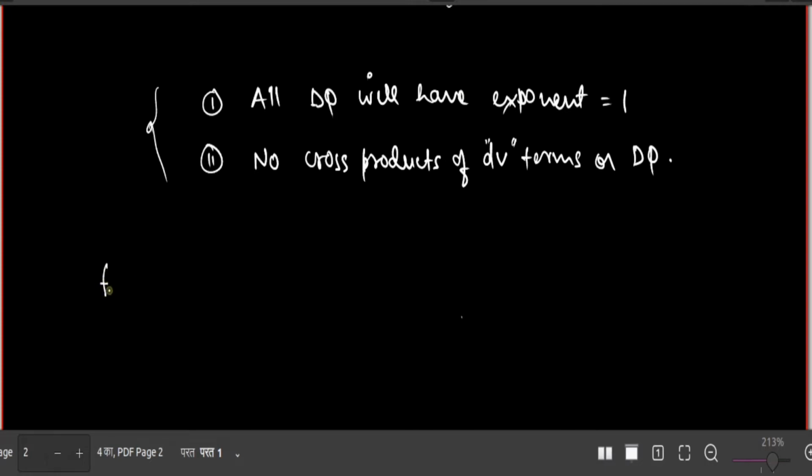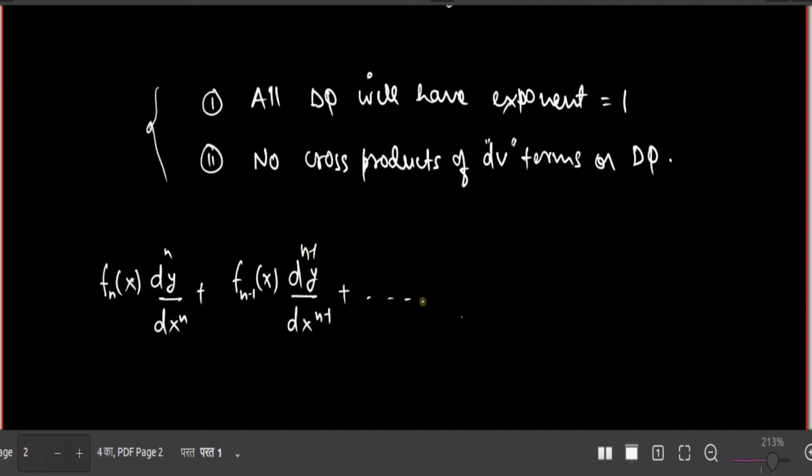So it is fn(x) d^n y by dx^n plus f_{n-1}(x) d^{n-1} y by dx^{n-1} plus dot dot dot plus f1(x) times dy by dx plus f0(x) y equals g of x.